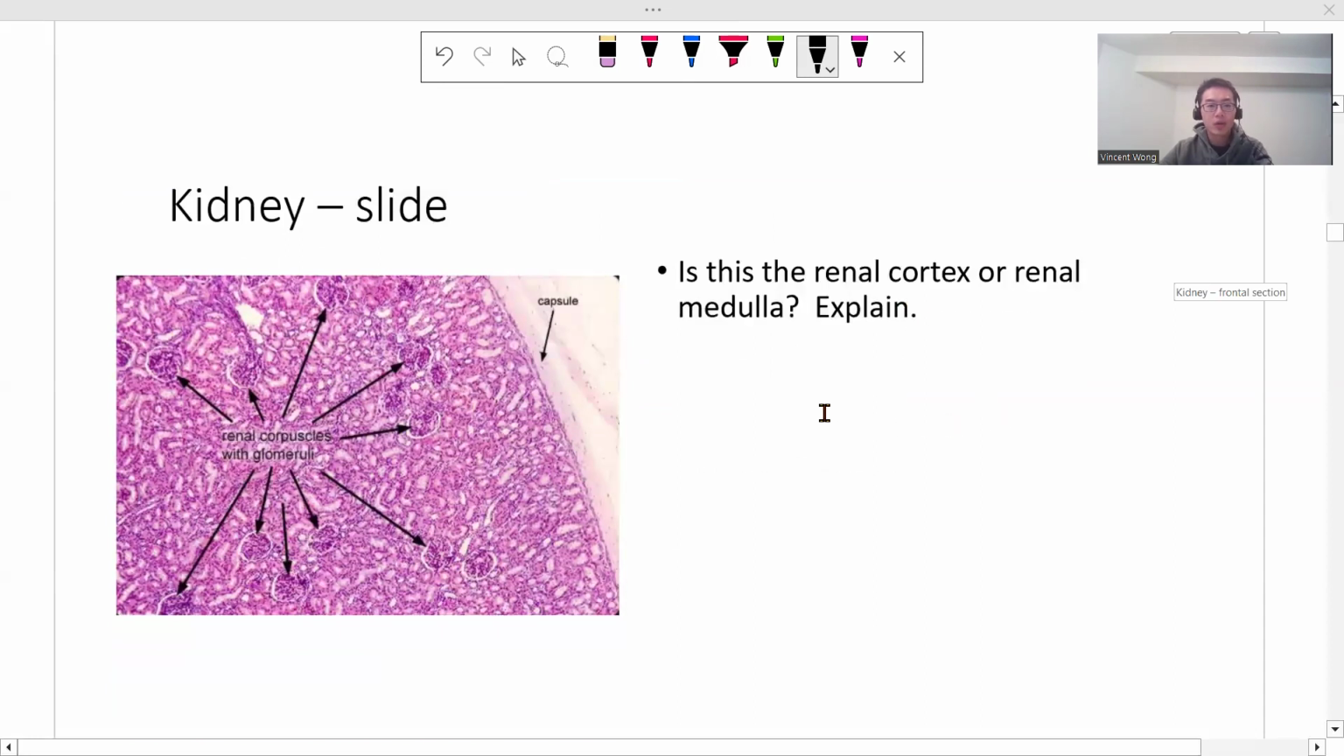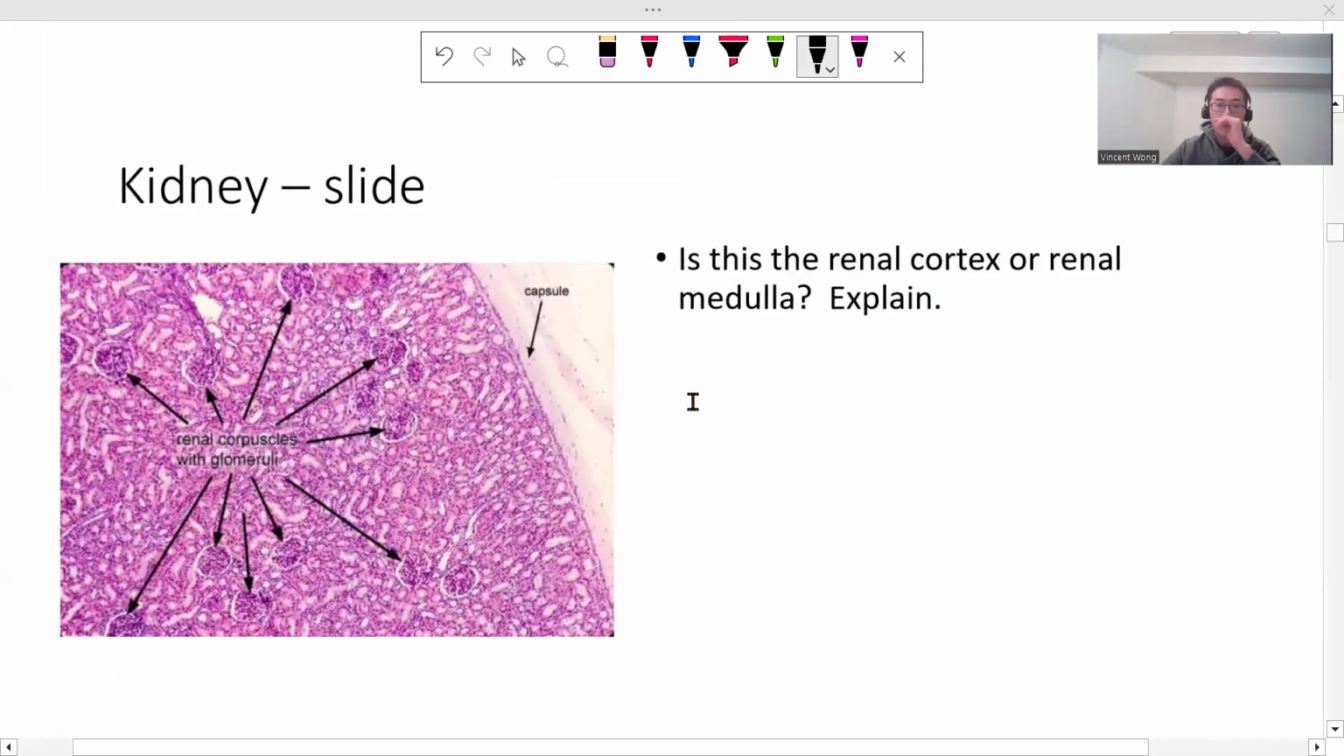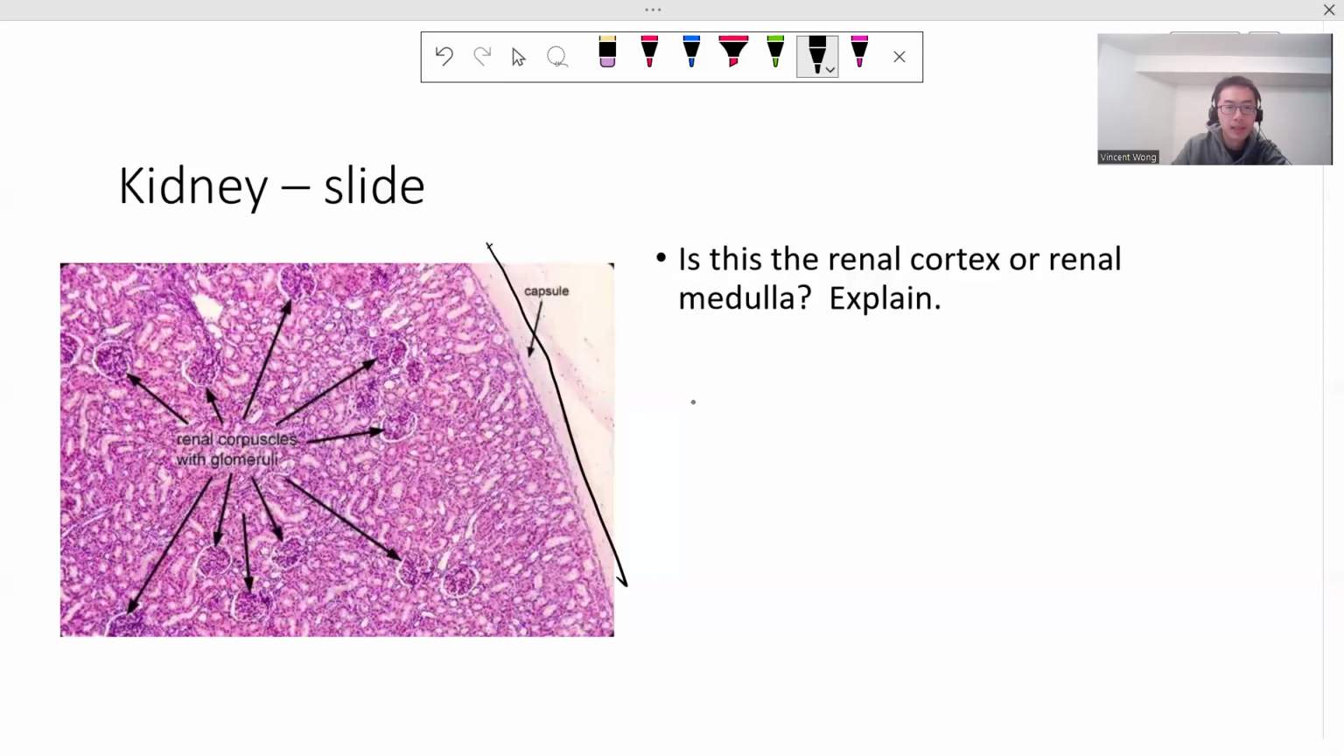Hey, is this the renal cortex or is it the renal medulla? Hey, this is the capsule. This is the edge of the kidney. And all these things are glomerulus. You can see these balls. Those are glomerulus. So do you think this is the renal cortex or do you think this is the renal medulla? I can't remember which one is the outer one. Outer is cortex, yeah. Cortex. So I think it's the renal cortex. Yeah, this is the cortex, yeah.